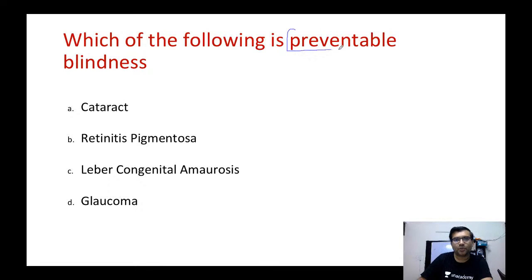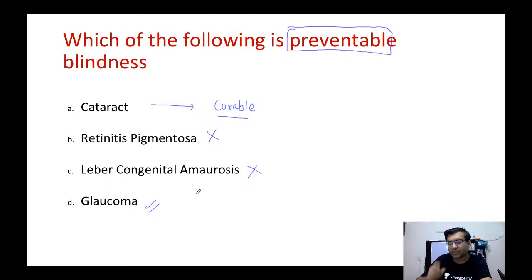So as I told you, preventable blindness is the one which can be prevented. Cataract cannot be prevented. Retinitis pigmentosa, Leber congenital amaurosis, they are neither preventable nor curable. Cataract is a curable blindness. Okay, very good, Haya. The blindness due to glaucoma as well as blindness due to vitamin A deficiency, the word I use here is xerophthalmia, they are the preventable blindness.